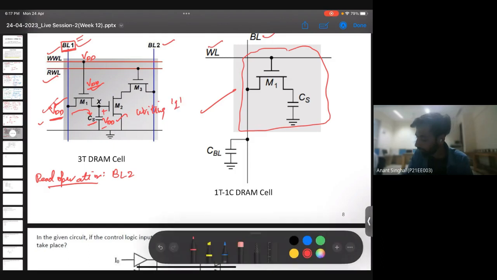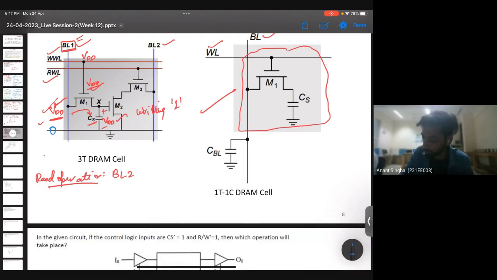Similarly, suppose you want to write 0. There is a VDD at the gate, there is a 0 at the bit line. Now the transistor will not conduct since the drain voltage is at 0. So this capacitor will get discharged to the ground. This is how it will change to 0. So this is how we write a 0 here. So this was a write operation.